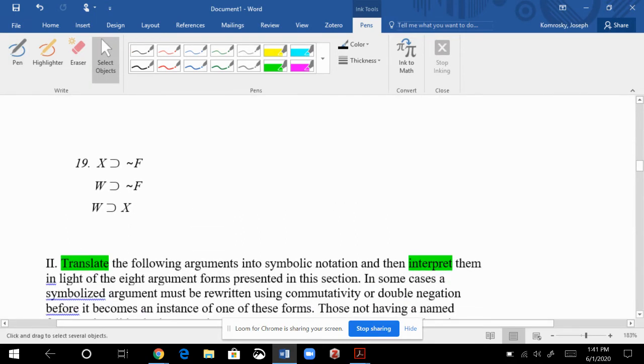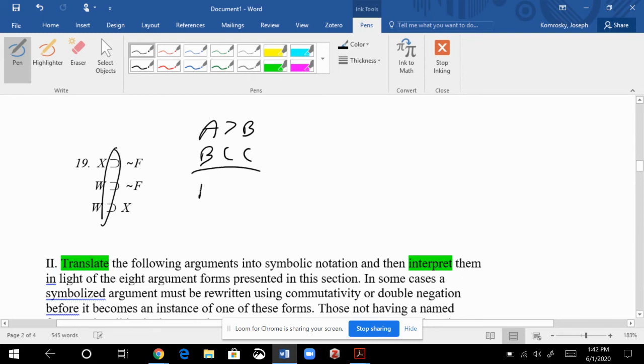Oh, we have one more, 19. Now let's see, does this fit the model? It looks like we have 3 horseshoes. Looks like a hypothetical syllogism, right? Now you have to find out, and you can use any letters you want. Does it look something like that? And it turns out, no, you don't have something that connects.